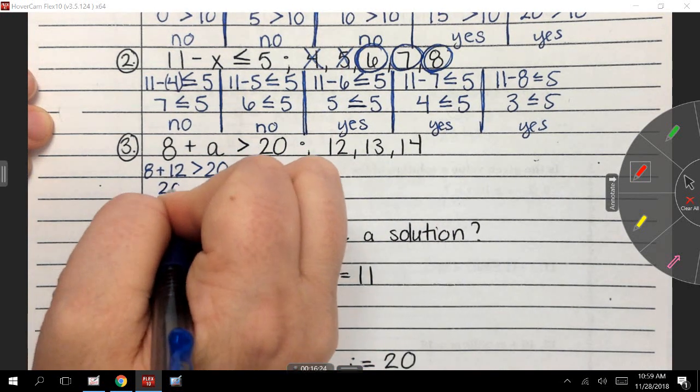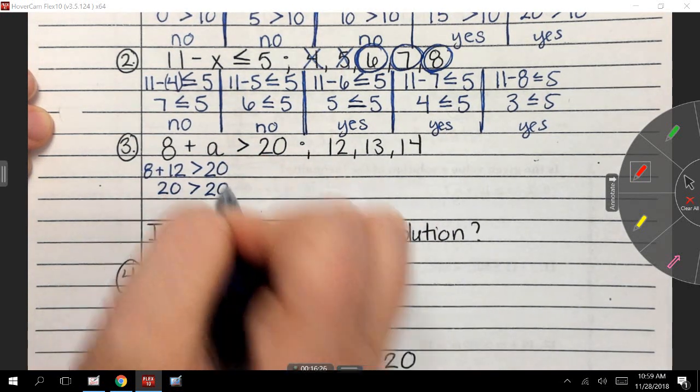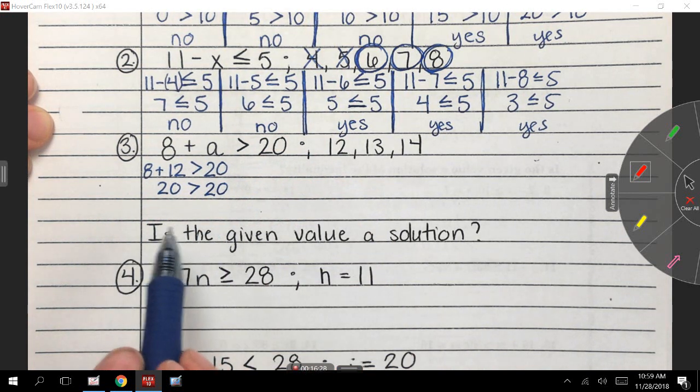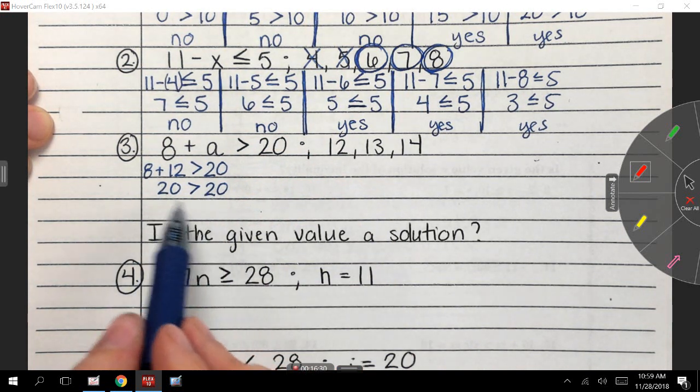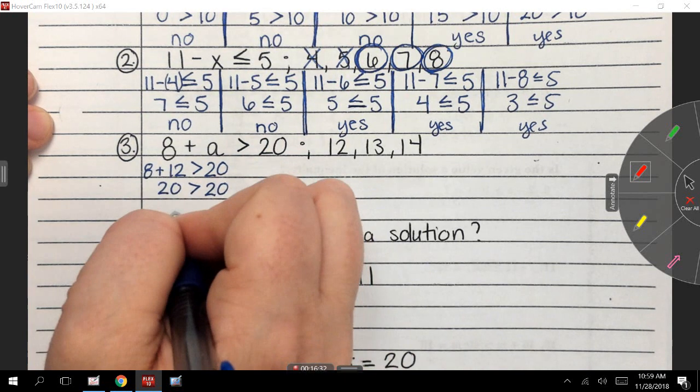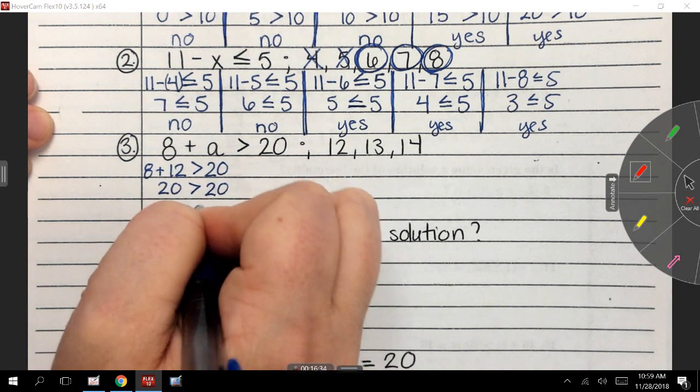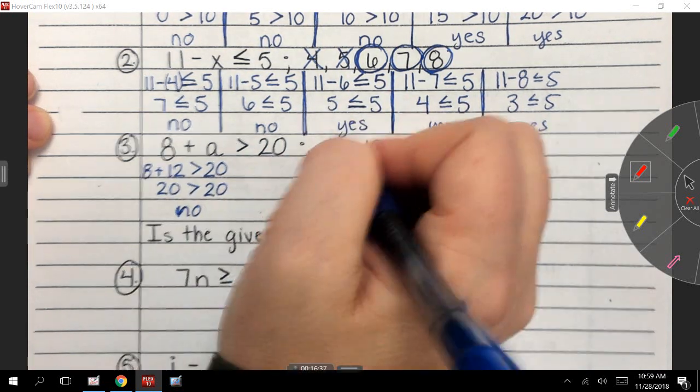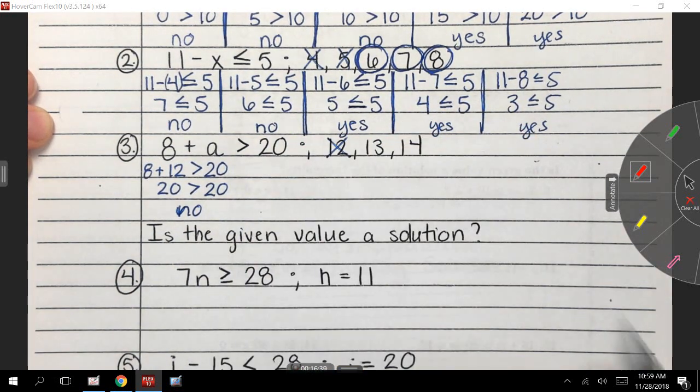20. And Gabby, is that going to be true? No. And why is this one not true, Chris? It doesn't have the bar. If it had the bar, would it be true? Yes. So we're going to put no, and we're going to mark out 12.